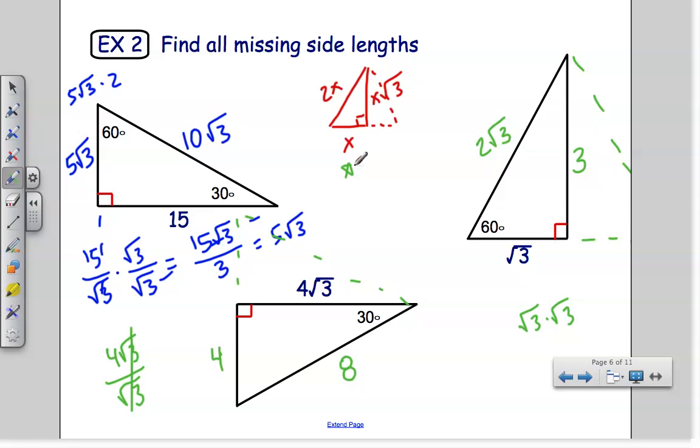So, working with some 30, 60, 90 special right triangles, looking at the short leg being kind of that most important side, the one you want first if you don't have it. Multiply by square root of 3 to get the long leg. Multiply by 2 to get the hypotenuse. If you have the hypotenuse, divide by 2 to get the short leg. We didn't have an example yet where you had the hypotenuse. If you have the long leg, divide by square root of 3 to get the short leg.